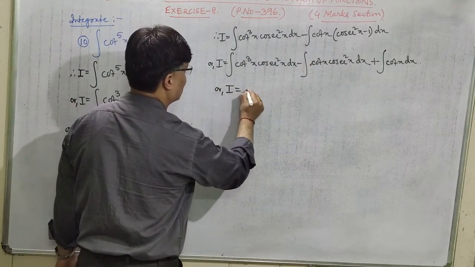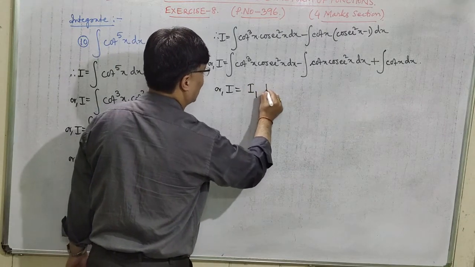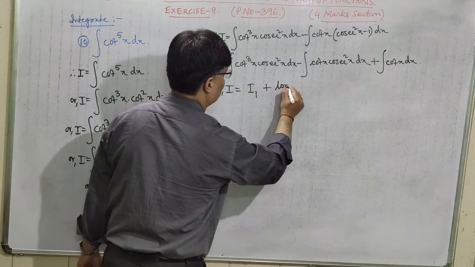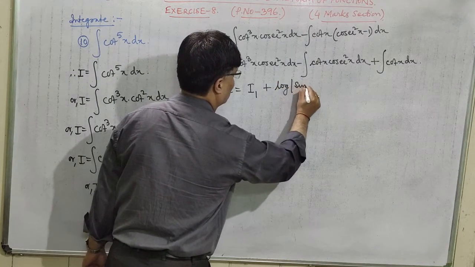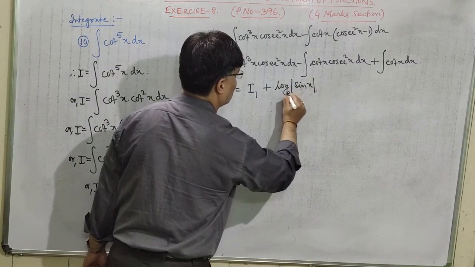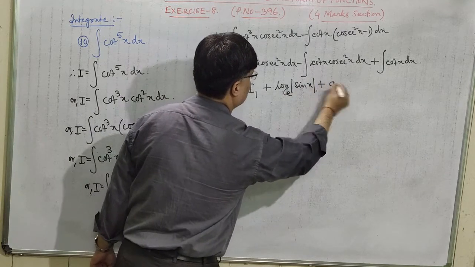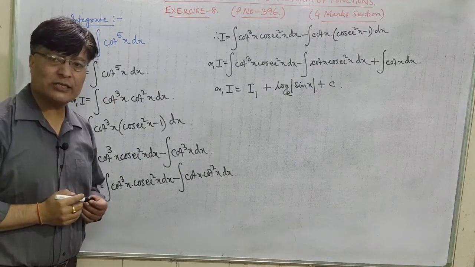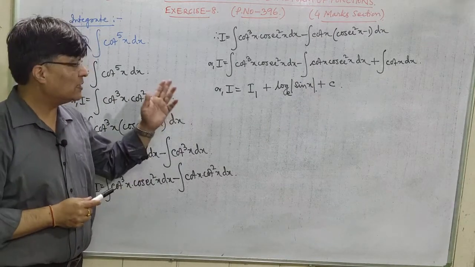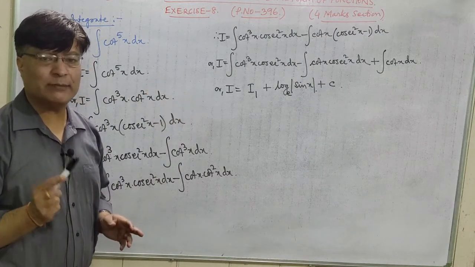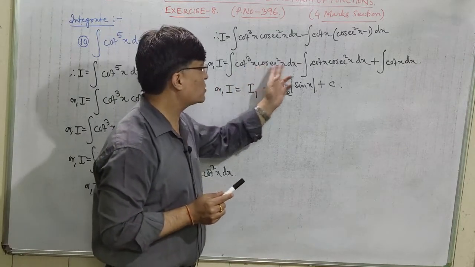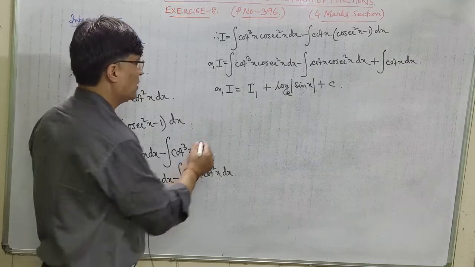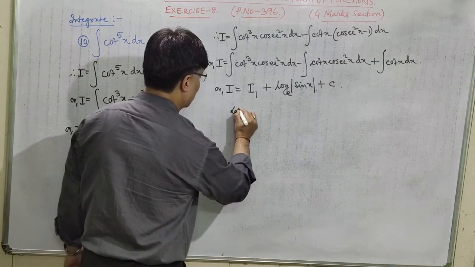So let us write them as I1, and the last one is plus integration of cot x dx. You know that the formula is log within mod sin x base e plus c. And these first two terms, they are assumed as I1. So let us get the value for I1.